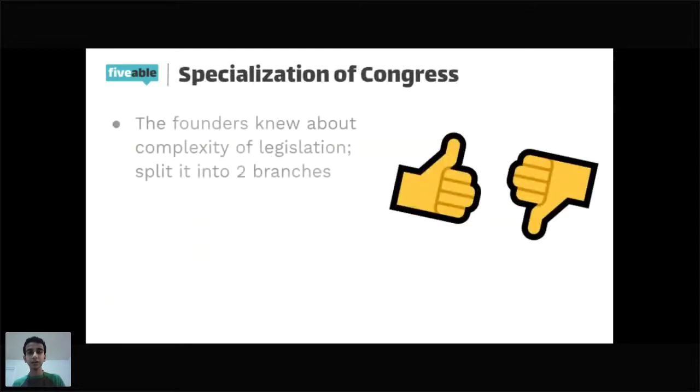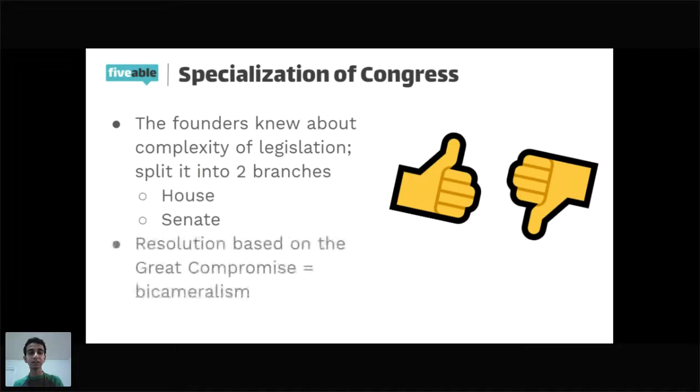All right, so specialization of Congress. So the founders basically knew how complex legislation would be, and each section of the legislative branch has important and very significant roles. They're both very different, but they also have a ton of similarities. So does anyone right off the bat know any similarities or differences between the Senate and the House?